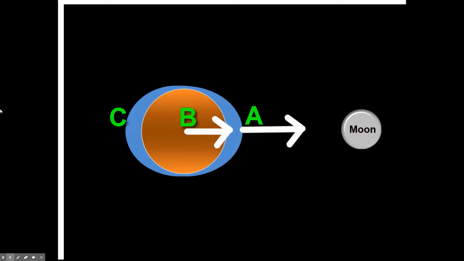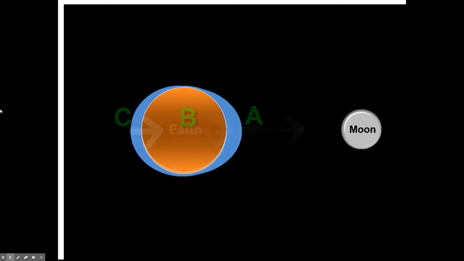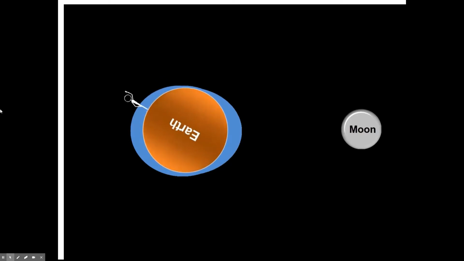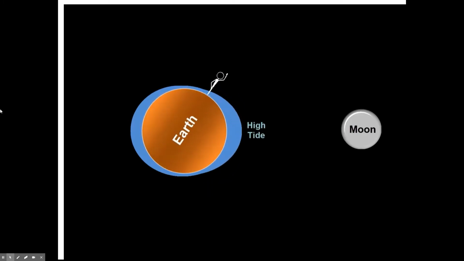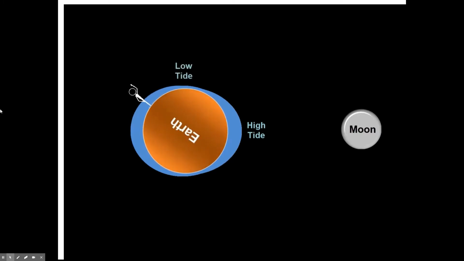Lastly, the far side ocean at C is also attracted to the moon, but it moves least because the moon's gravitational pull here is at its weakest, being farthest from the moon. This leaves a partial bulge at C, though not as big as the one at A. Now we can see why, when the Earth rotates through 24 hours, it goes through 2 high tides and 2 low tides.